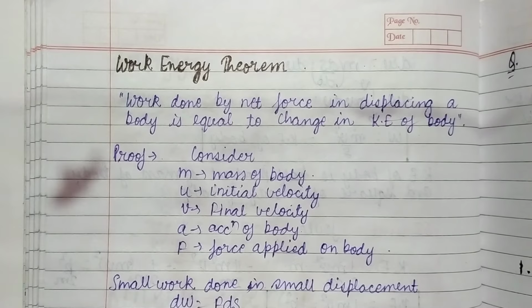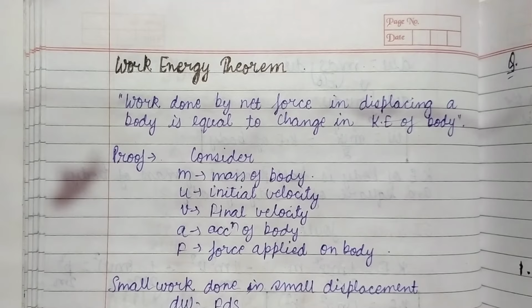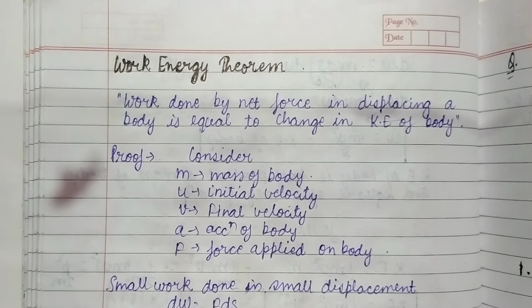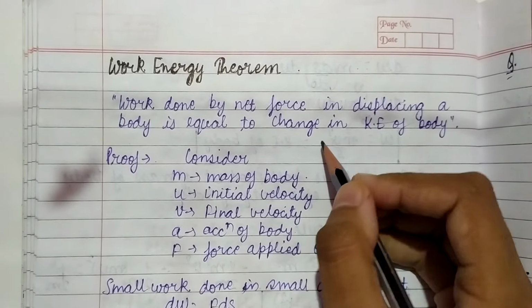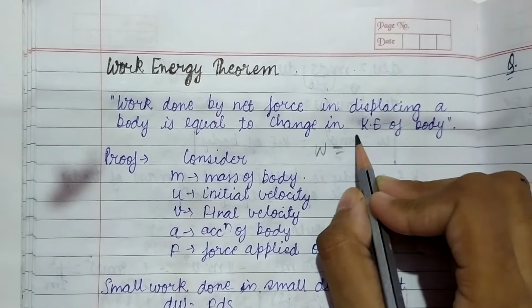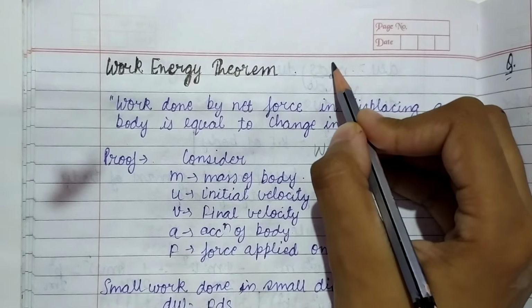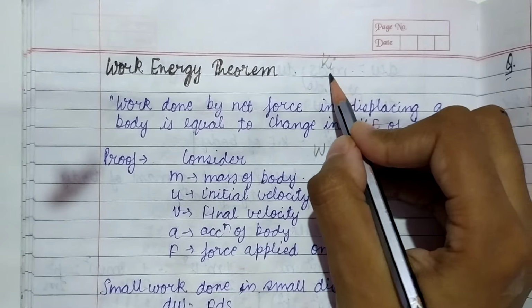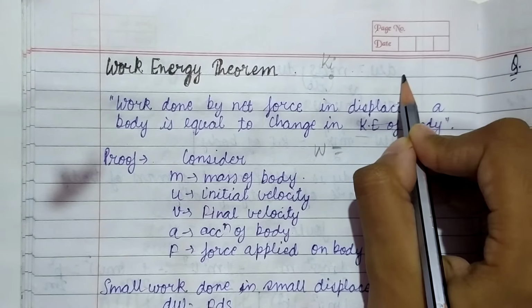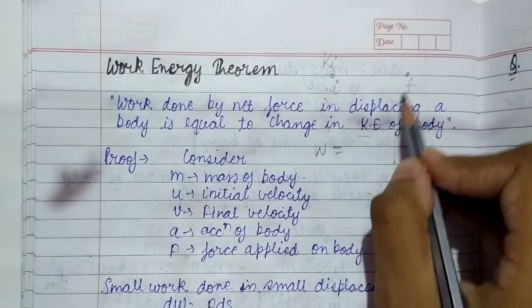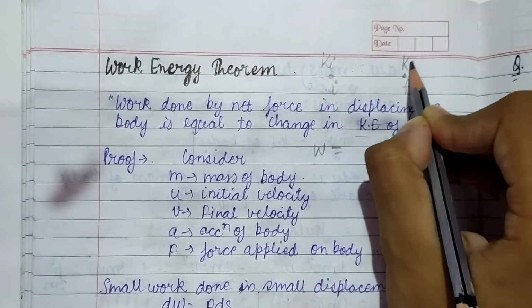Work energy theorem states that work done by the force in displacing any object or any body is always equal to the change in its kinetic energy. Okay, so we can write it as work done is equal to change in kinetic energy. If the object has moved from an initial position where the kinetic energy was Ki, that means kinetic energy initial, I represents the initial, to a final position, and at the final position the kinetic energy of the particle is Kf.